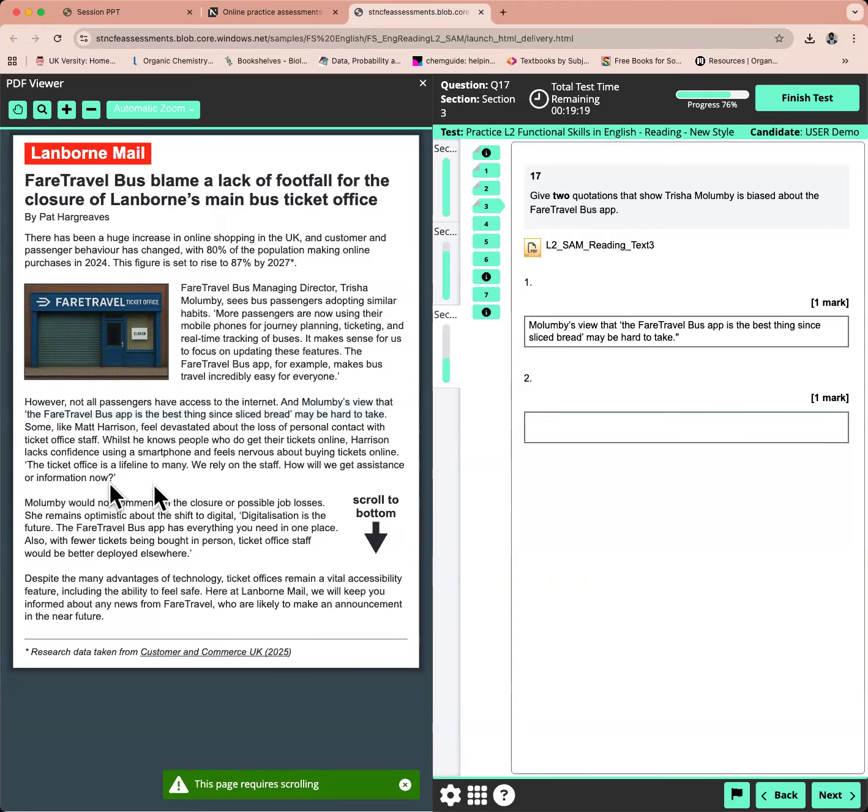The other thing is the ticket office is losing revenue. So, for example, she would also make another point that we need to pick out, and again, the wording here gives me the clue: would not comment on the closure or possible job losses. So again, she is showing no empathy or sympathy towards the closure of the office. And again, it shows that she's biased towards the app and the usage of that app.